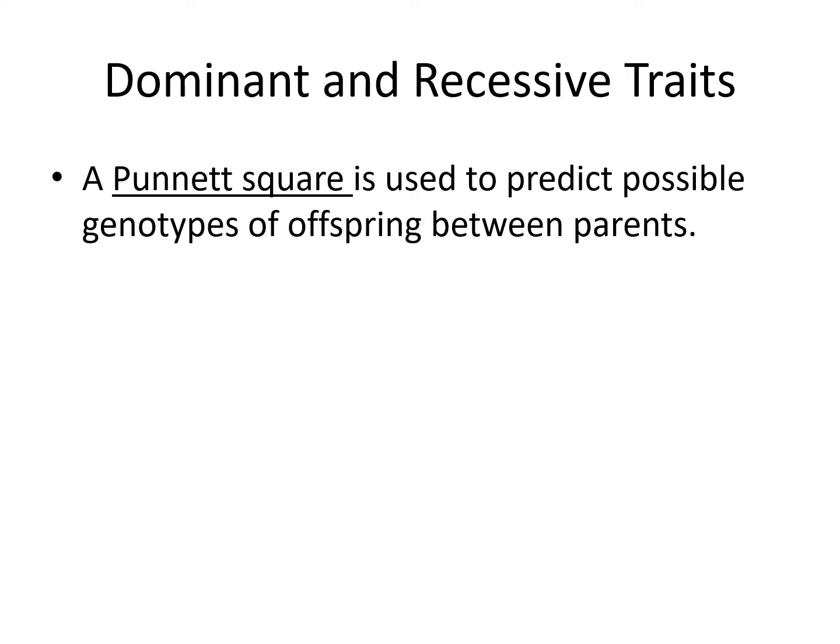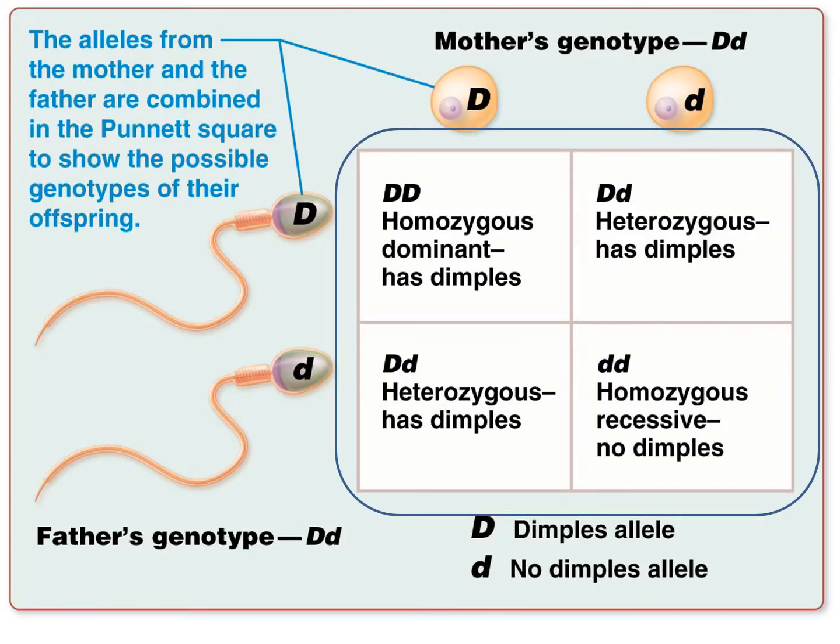Now, we can use a tool called a Punnett Square to predict possible genotypes of offspring between parents. A Punnett Square looks sort of like a tic-tac-toe box almost. On the tops and the sides, we put the possible alleles that could be present, and within the boxes, we fill in all the possible permutations of those alleles. So for example, here we're looking at different alleles for dimples.